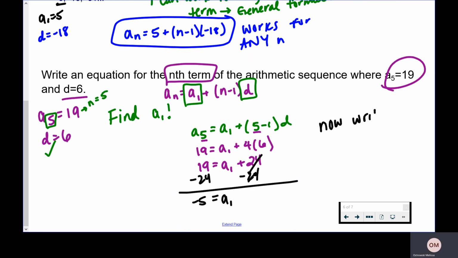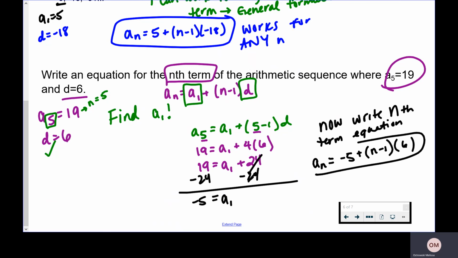Now write the nth term equation. Again, this can work for any n. So I'll have a sub n is equal to a sub 1, negative 5, plus n, any n, times d, 6. You can distribute and stuff if you'd like, but it's not necessary.